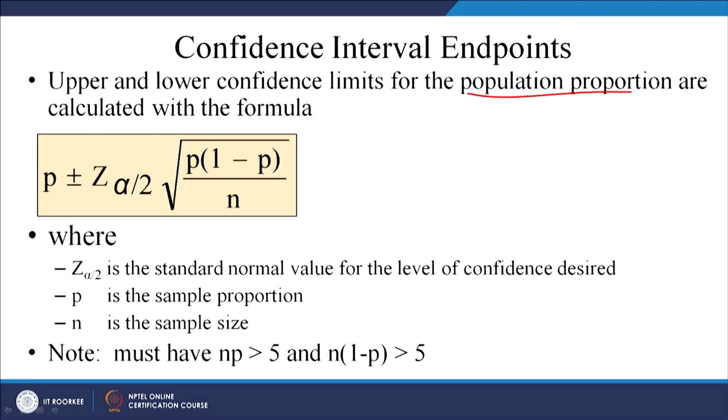We will calculate the upper and lower limits of population proportion using this formula: p plus minus z alpha by 2, which is the standard normal value you would get from the table. p is the sample proportion and n is the sample size. We must have the situation where np and nq both should be greater than 5. So, this formula gives you the upper and lower limits. Let us look at this example.